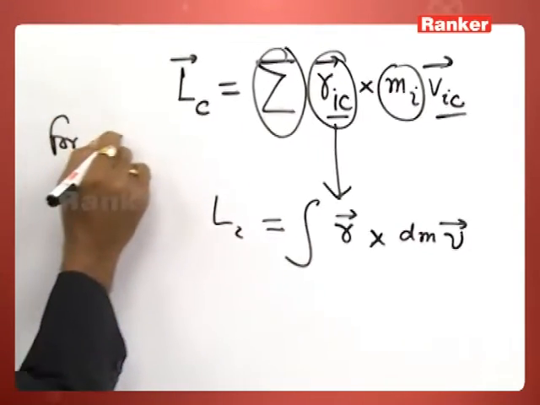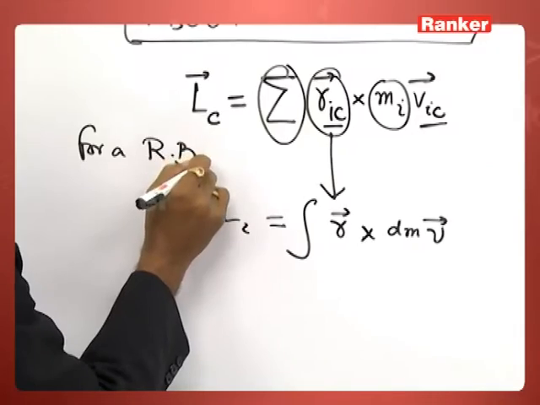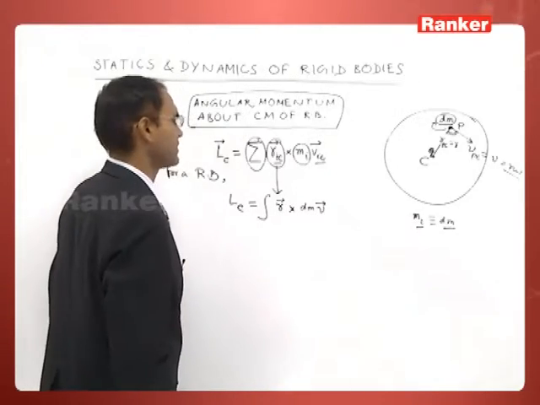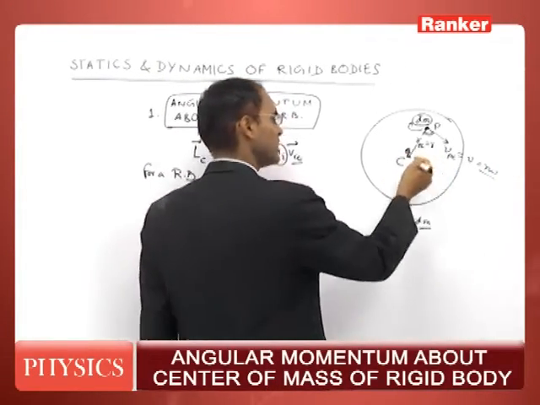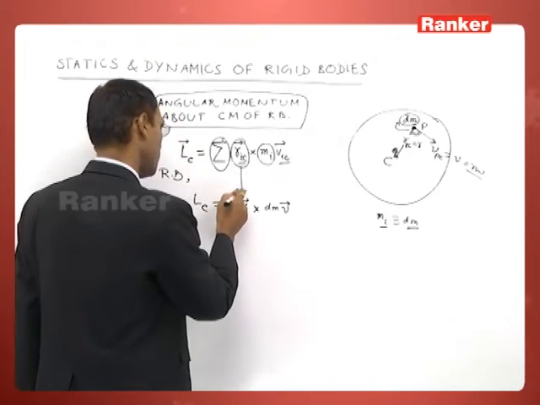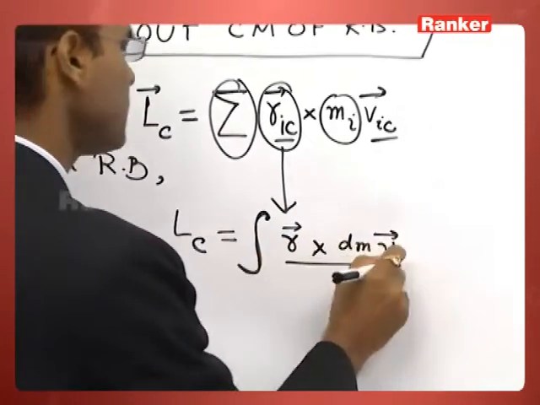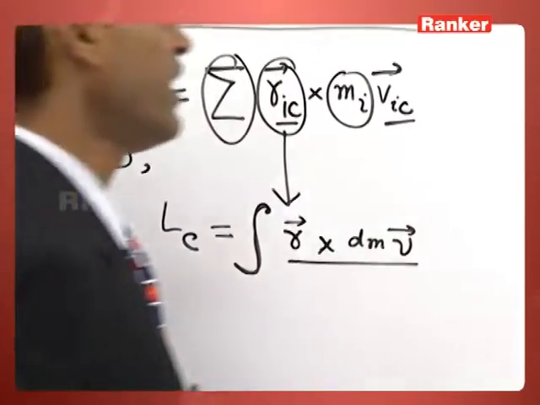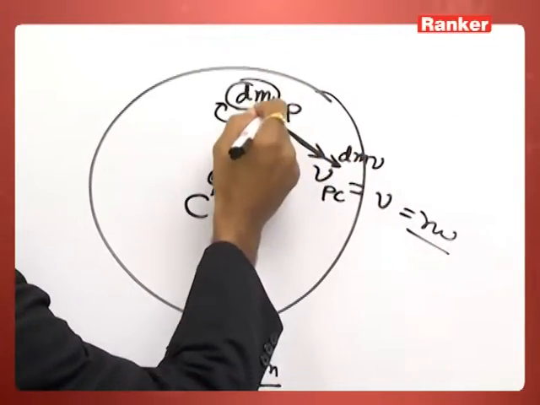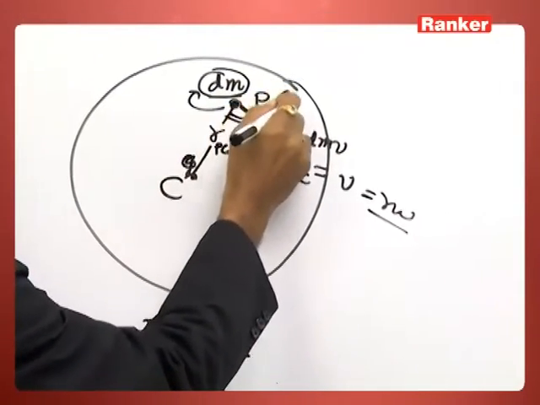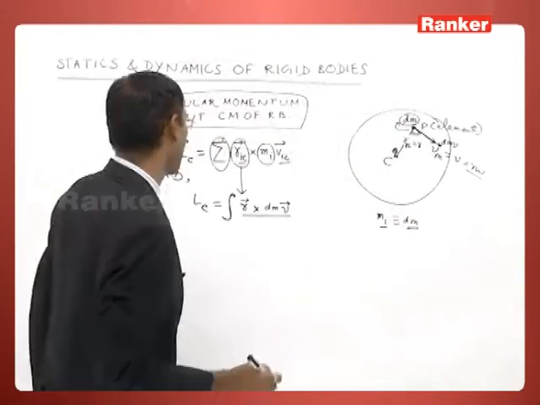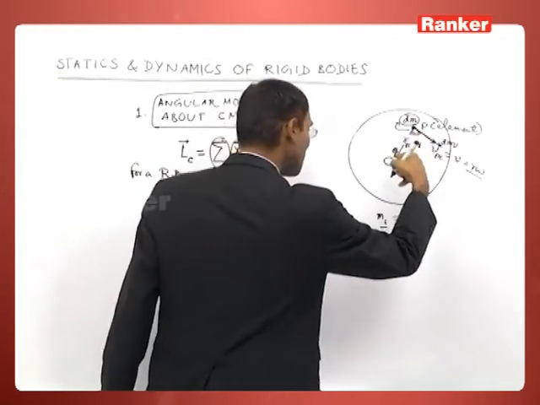For a rigid body, the momentum about the center of mass axis, the axis passing through the center of mass, is equal to integral r cross dm into v. dm into v is the momentum of this point mass or element with respect to the center of mass. v is the velocity of this element with respect to the center of mass.